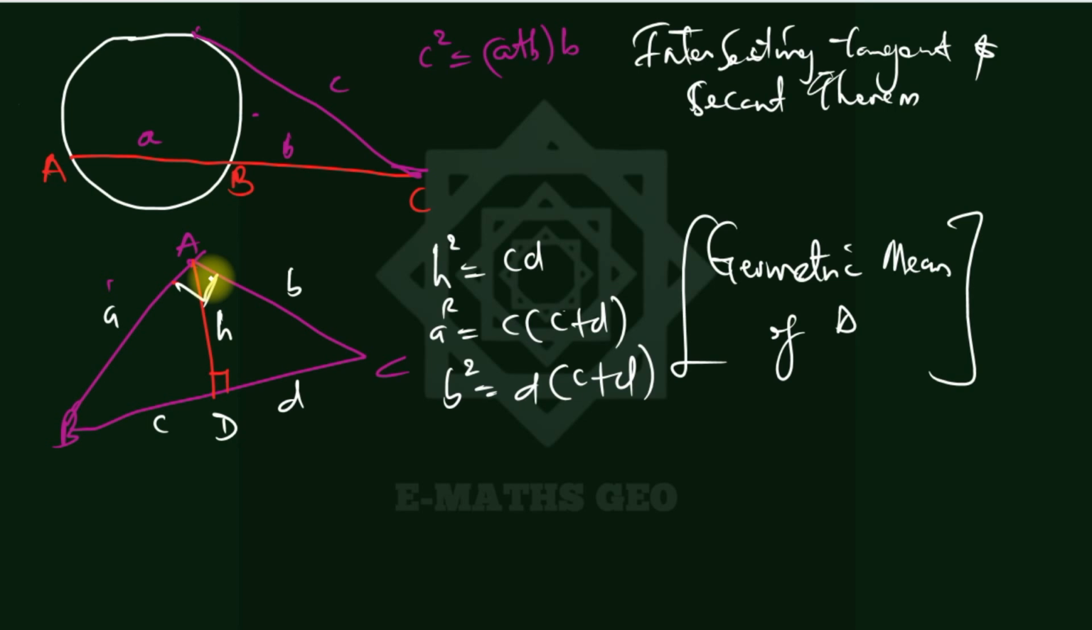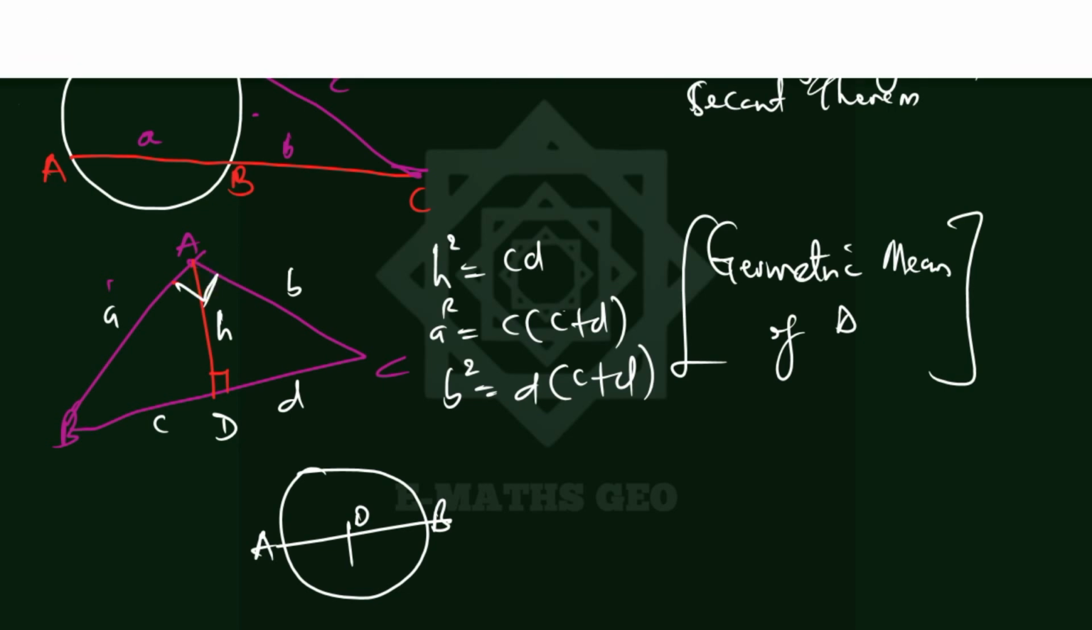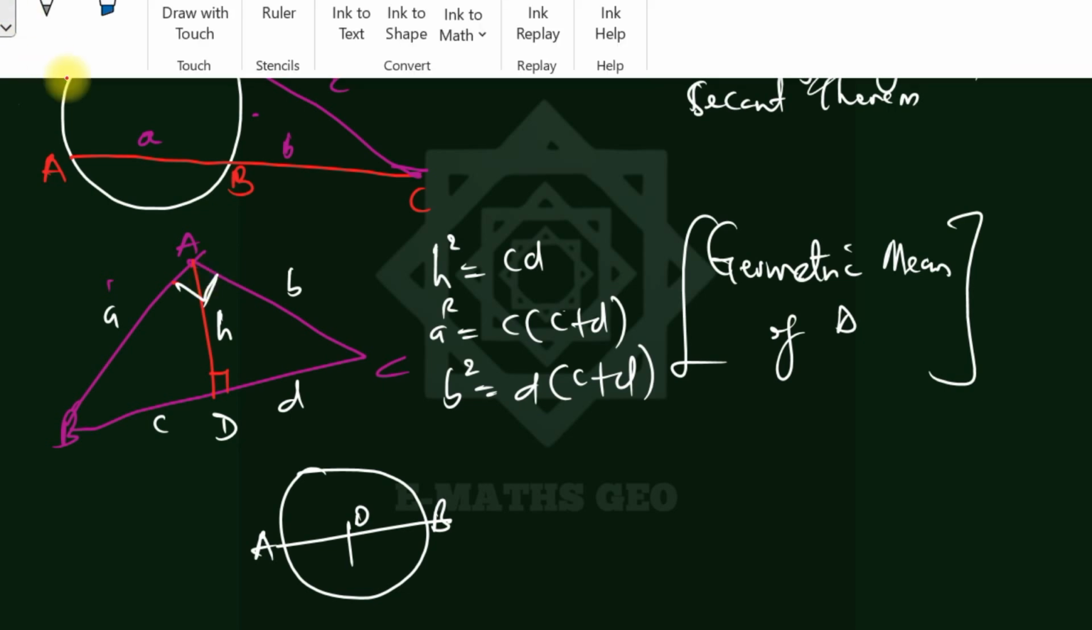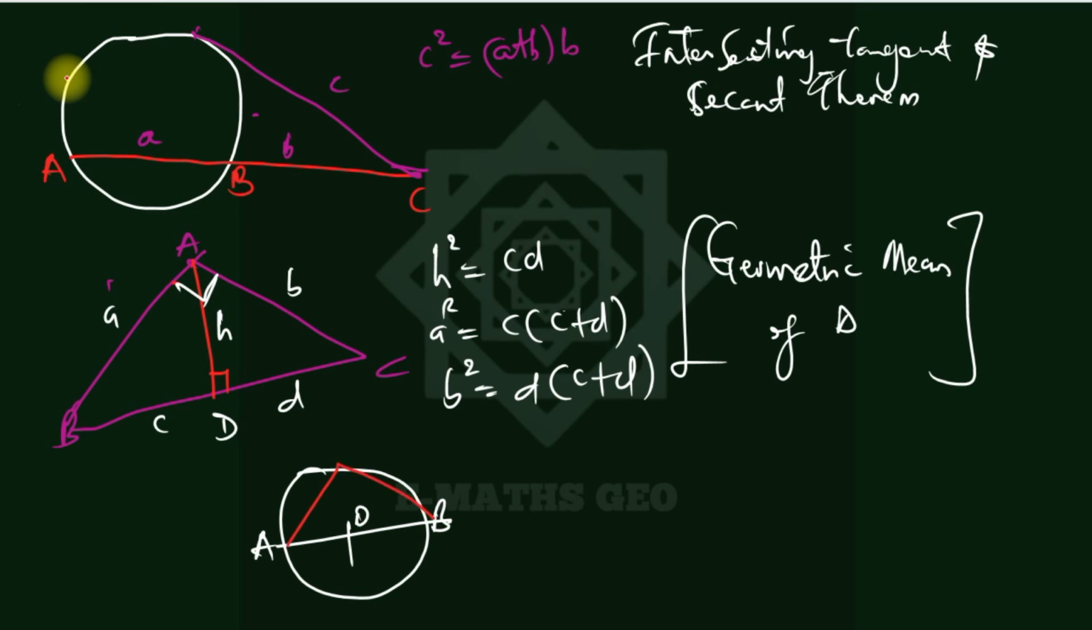Also, we know Thales' theorem: if you have a circle with a diameter AB, the inscribed angle on the semicircle is always 90, so the angle made here is 90. We've known that. So with that, let's go back to the question.